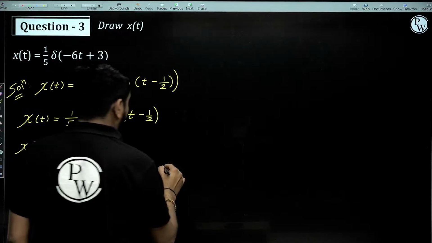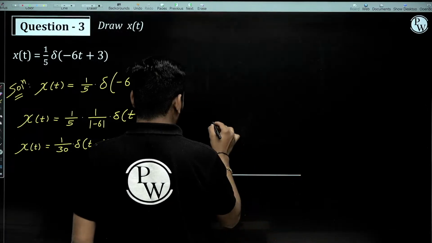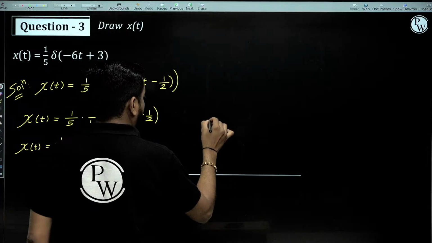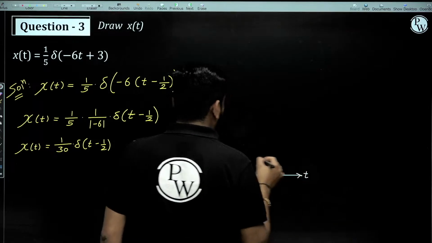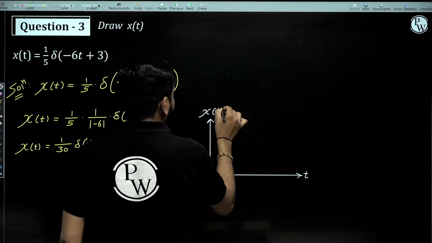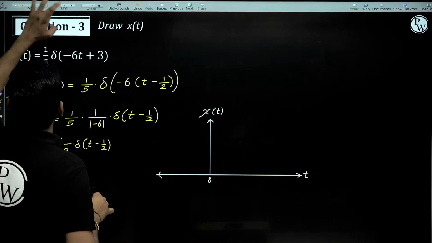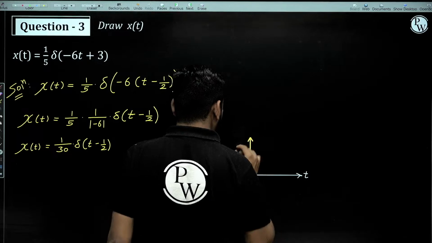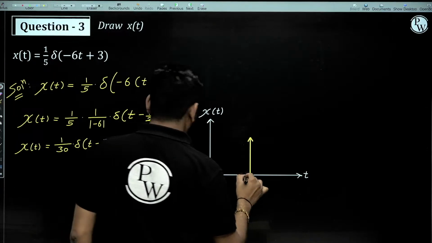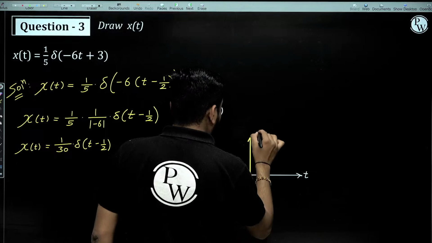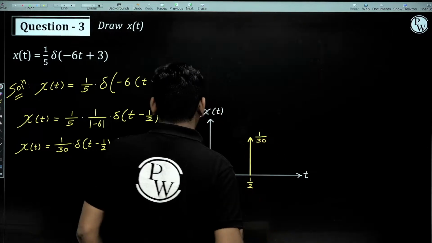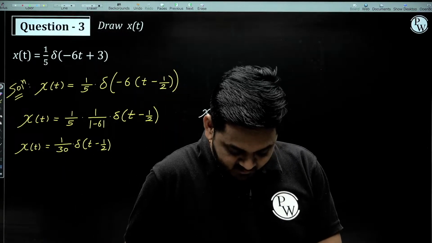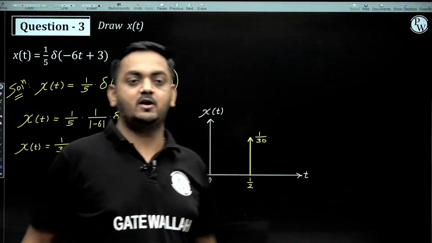This impulse is located at t equal to 1 by 2, having total area 1 by 30, or we can say the height of the impulse is 1 by 30. Clear to everyone? Yes, 1 by 30 delta of t minus 0.5. Your answer is correct.